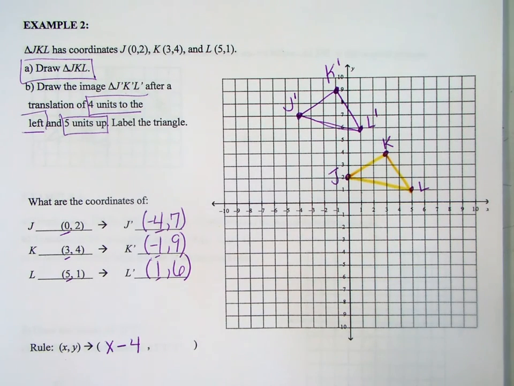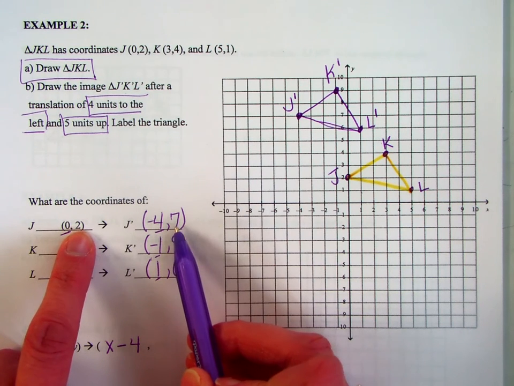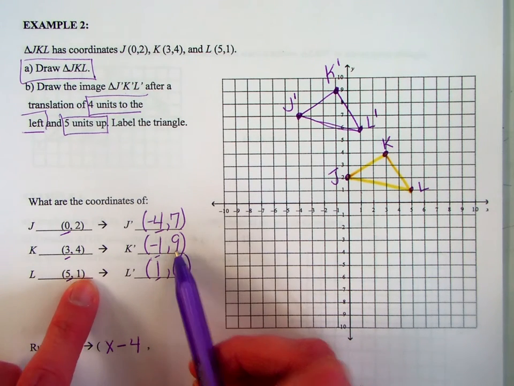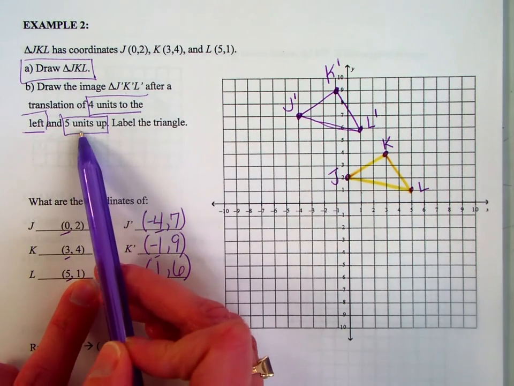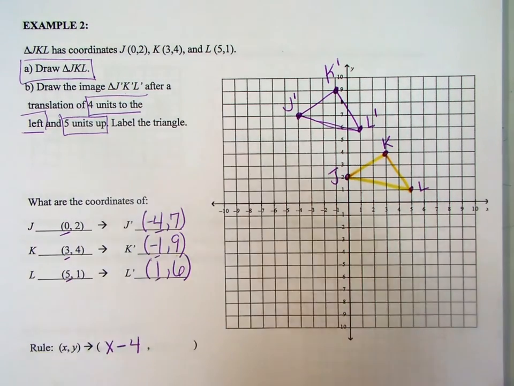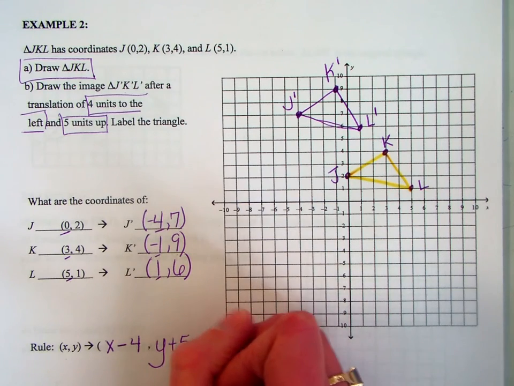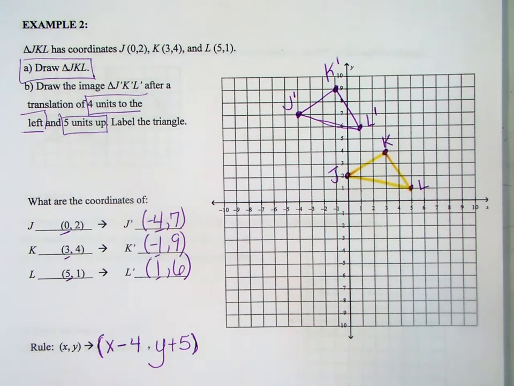And then all of our y values, y's go from 2 to 7, 4 to 9, and 1 to 6. So those are increasing by 5, and that's because we went 5 units up. And we can show that we're taking the y value and adding 5. Okay, so that would be a way algebraically to write our rule.